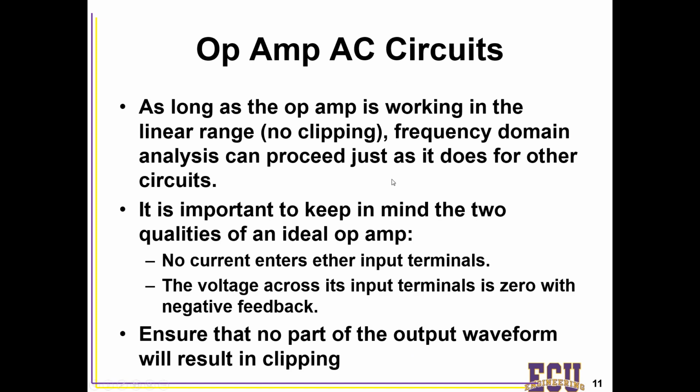Op-amp circuits, so long as we're not clipping, we're not in saturation there, operating within the linear range, really analysis is going to be exactly the same. We can do the same thing, just converting everything into a complex impedance as appropriate. We still have the same ideal op-amp characteristics, no current entering either of the input terminals because we assume we have an infinite input impedance. And then the voltage across the terminals is 0, so you have the same exact V plus and V minus that we've talked about before.